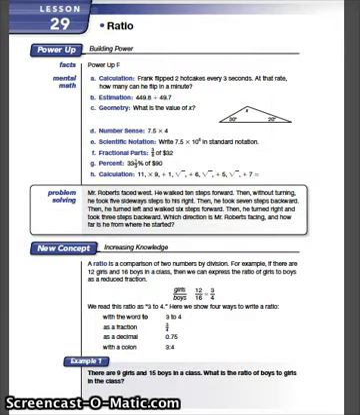This is ratio, and we're going to look at the new concept. A ratio is a comparison of two numbers by division. For example, if there are 12 girls and 16 boys in a class, then we can express the ratio of girls to boys as a reduced fraction. What you want to really focus in on is when it says girls to boys.